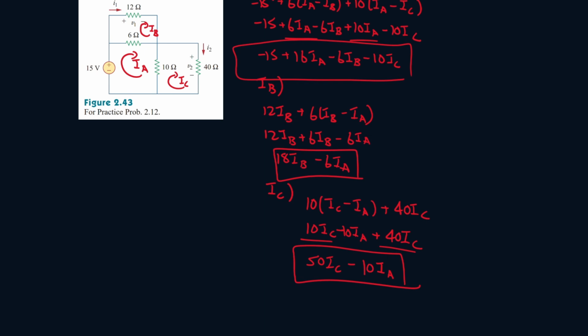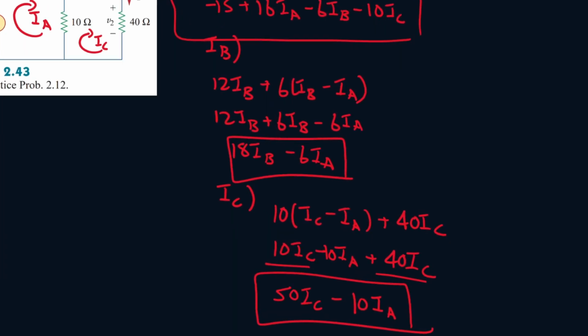Okay, so we see we can substitute IA for a lot of these. So for example, let's work with this one. We have 18 IB minus 6 IA. If we bring one of these to the other side, we'll have 18 IB equals 6 IA. Let's divide both sides by 18. So this will be 6 over 18, and that's just 1 over 3.